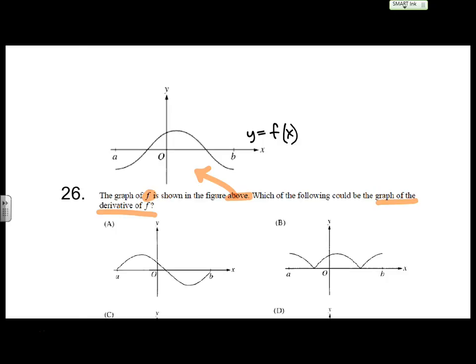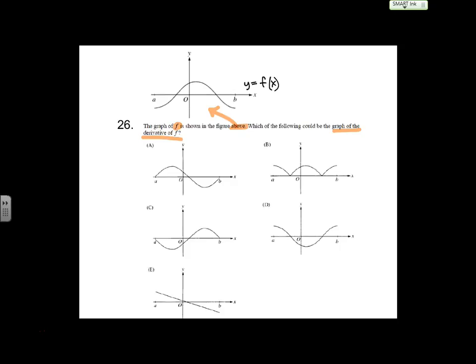Want to see him? B. It's C. It's C. Why? Oh wait, no, A. Oh. Is it?